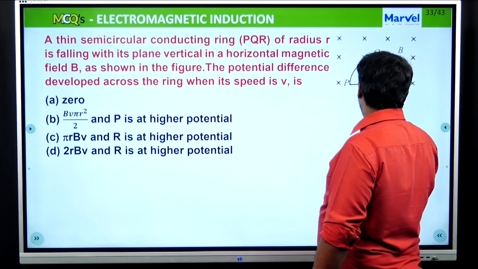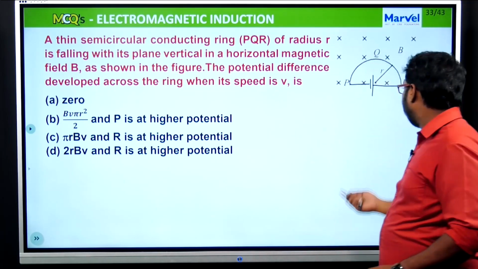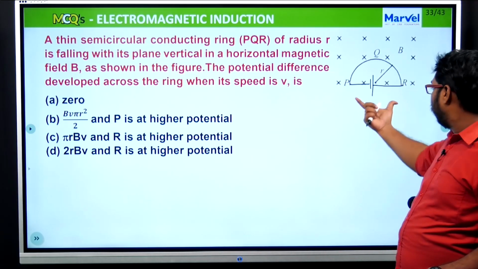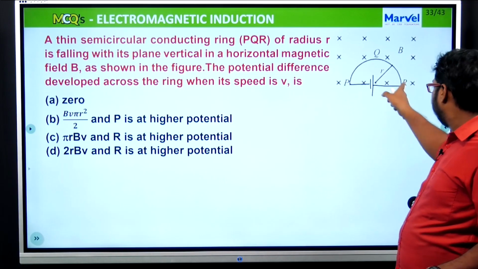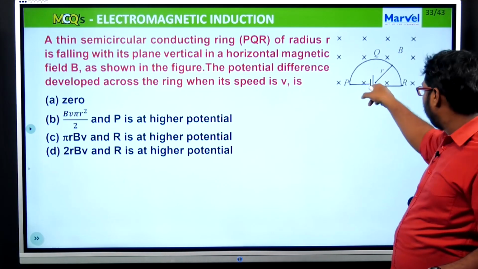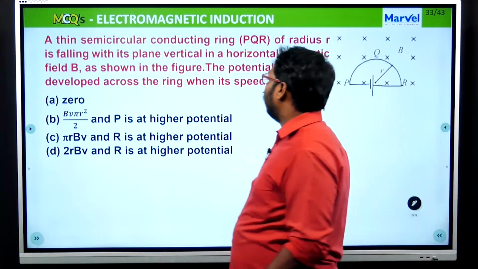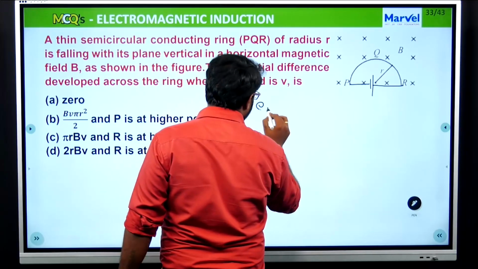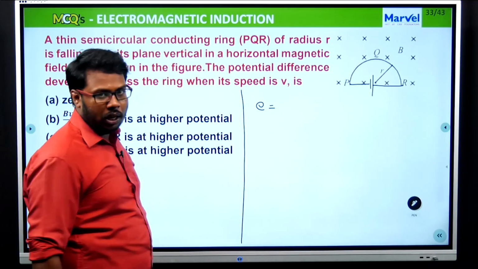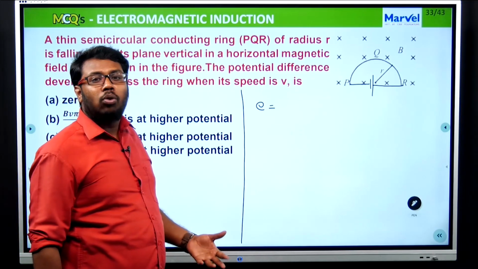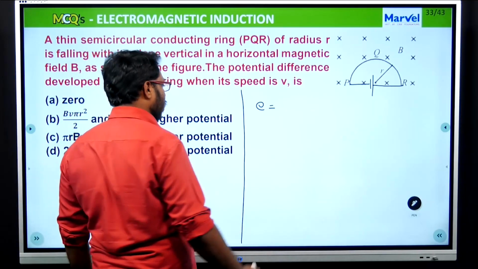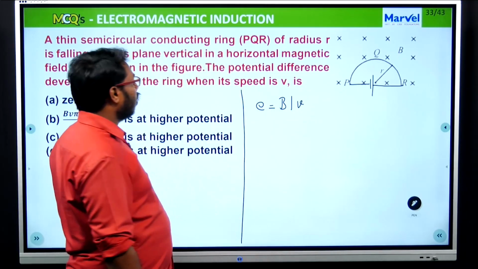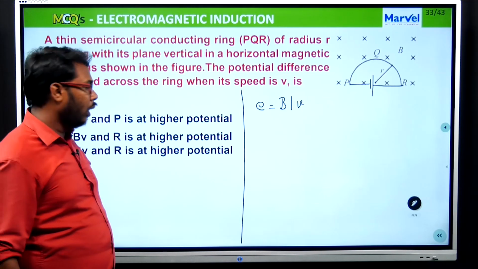So listen very carefully. I am just drawing a battery here just to indicate that the potential is going to get developed across this P and R. It is not the original battery that I am connecting here. So first, we already know that the equation of the EMF E for a body that is moving with a velocity v in a magnetic field is given as B into L into V.